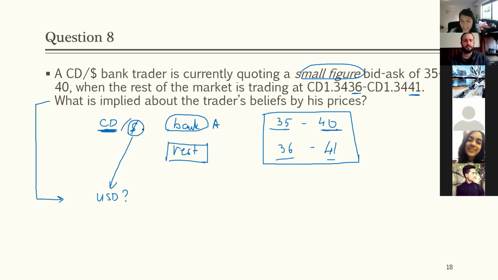Dollars. Yeah. I'm making the dollar depreciate here. So the bank is thinking that the USD is going to depreciate against the Canadian dollar, and so that's why they lowered the prices for their USD. Okay. Sorry, why do they lower the prices if they think it's going to appreciate?